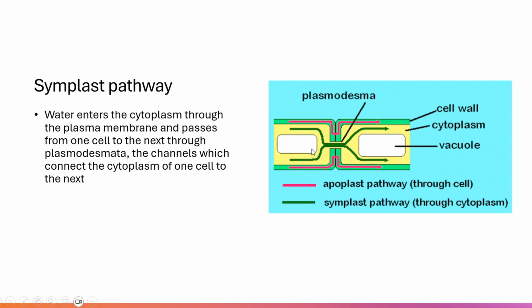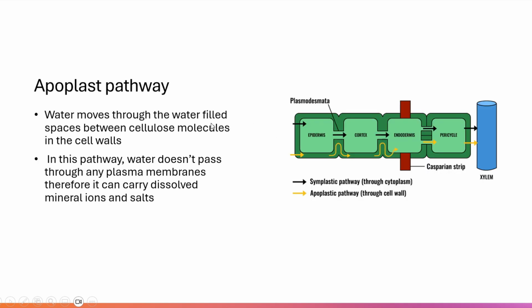So what this means is the symplast pathway is basically just water moving through the cytoplasm. The water moves through the cytoplasm, and it does it through these little things called the plasmodesmata. So that's what it means. The symplast pathway is just going straight through the cytoplasm.